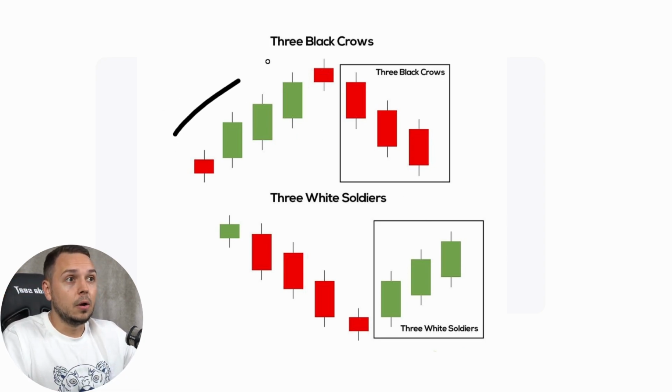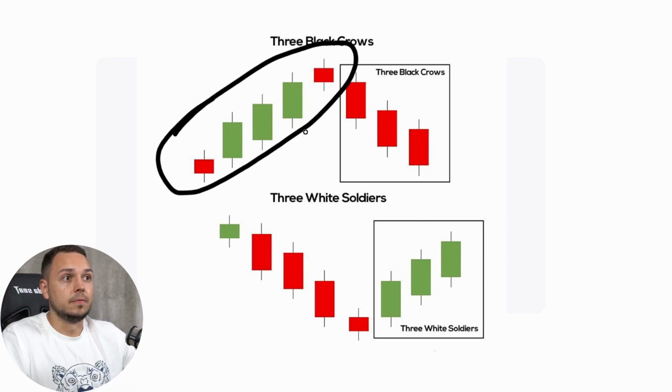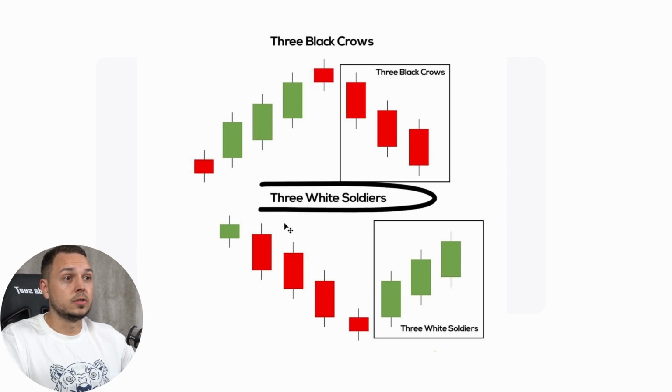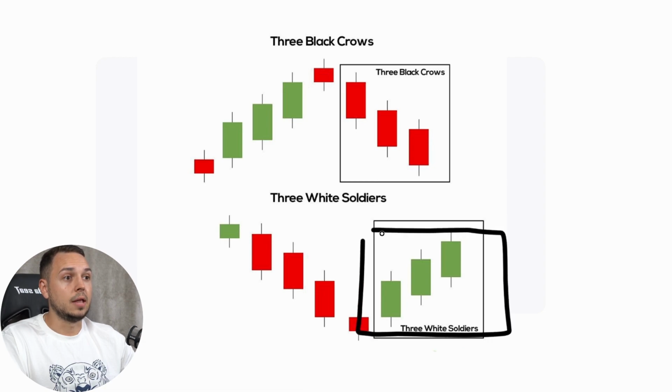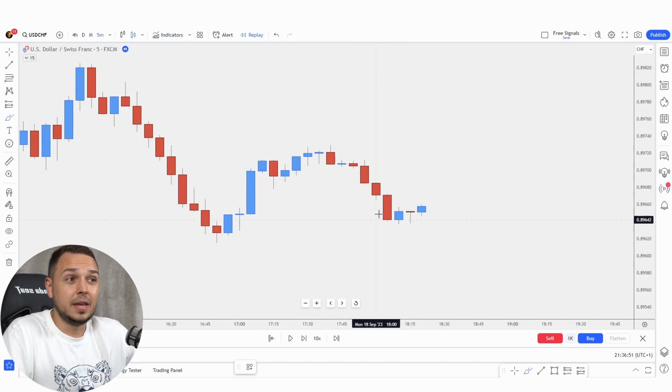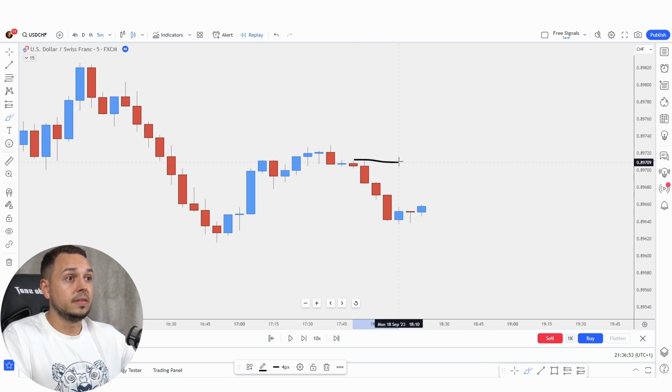Okay, now we have the three black crows and the three white soldiers. So apparently, on an uptrend, if you see three bearish candlesticks, it indicates a lot of selling momentum and you should sell. Three white soldiers, the same thing but with bullish pressure: three bullish candlesticks indicate a lot of buying pressure, so the next candlestick should actually be green. However, if we take a look at the charts, I see three black crows just over here.